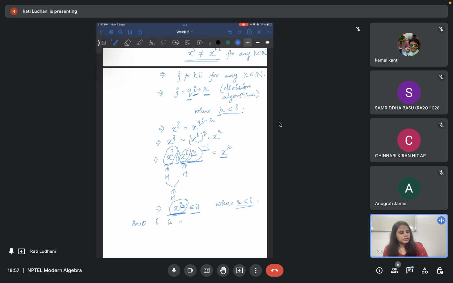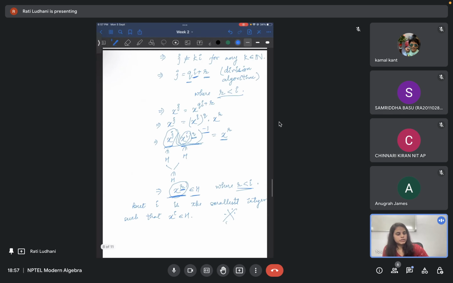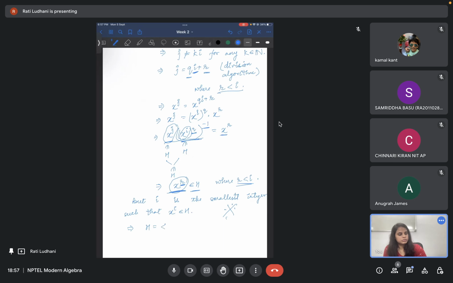Or maybe you can write it in a better form: I is the smallest integer such that x raised to power I belongs to H. Now you are saying x raised to power r belongs to H, where r is strictly less than I. So this is a contradiction to what we have assumed, and this implies H is exactly equal to the group generated by x raised to power I.